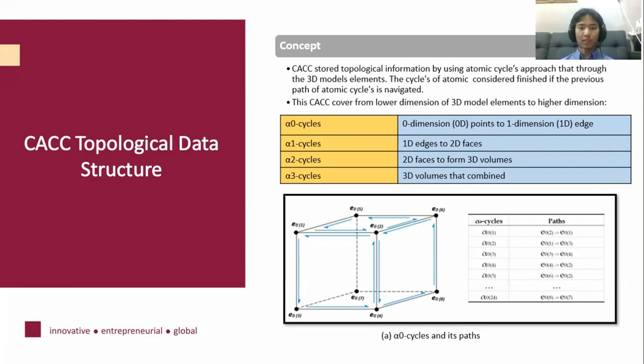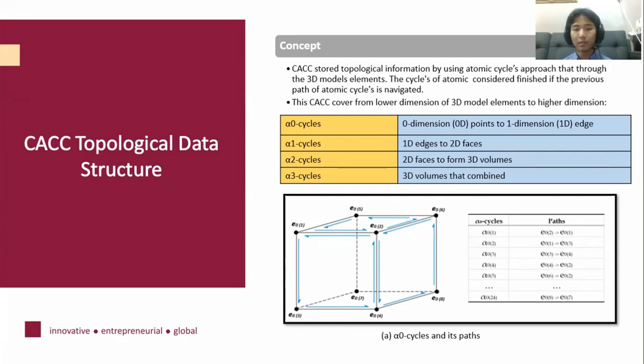CICC topological data structure. The concept of the CICC topological data structure is that CICC stores topological information by using an atomic cycle approach that goes through the 3D model elements. The atomic cycle is considered finished if the previous path of atomic cycles is navigated. This CICC covers from lower dimension 3D model elements to higher dimension 3D model elements.